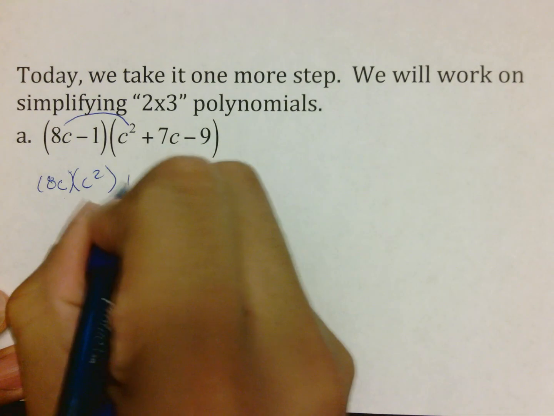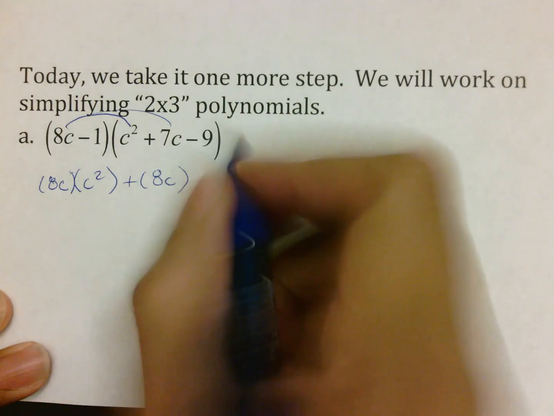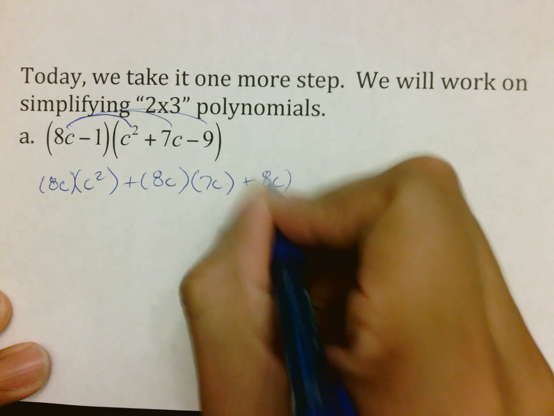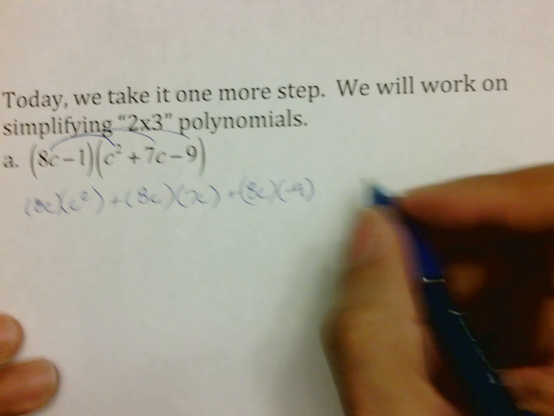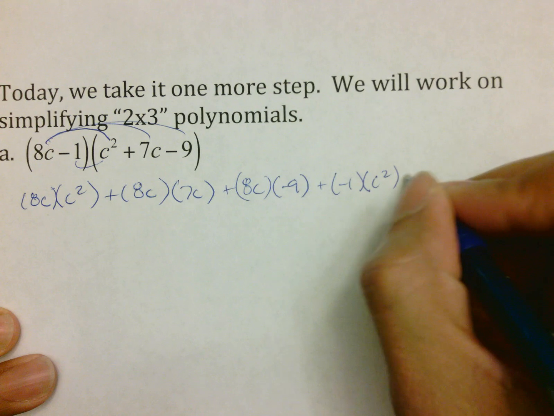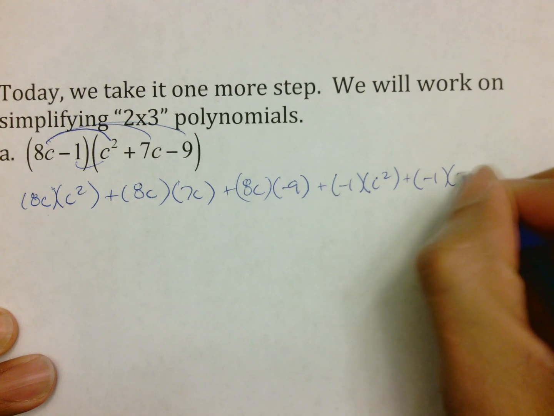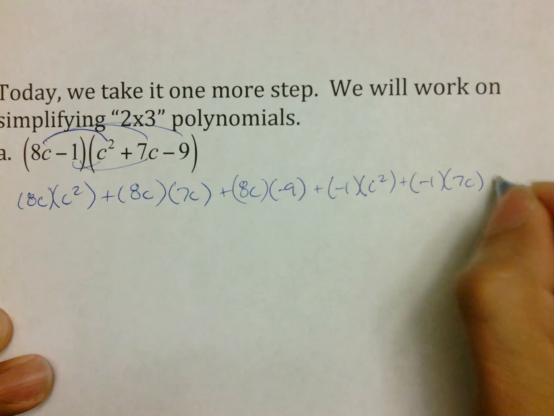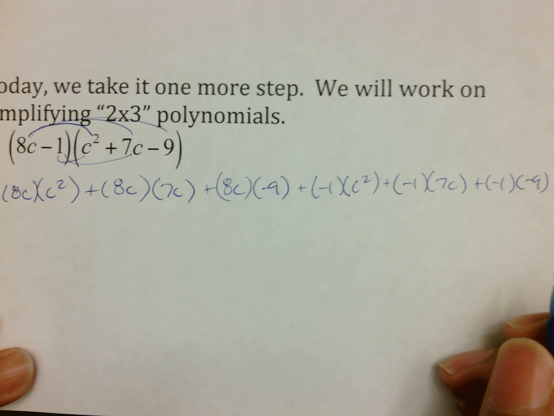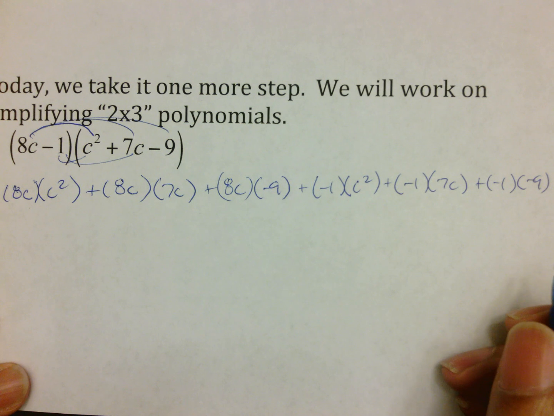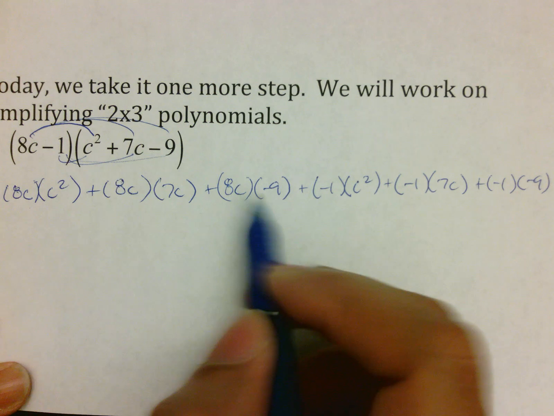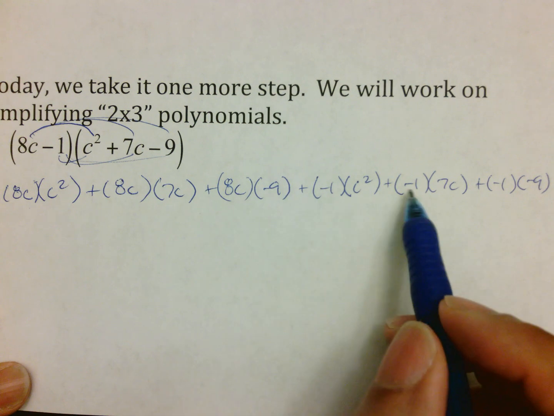So 8c meets c squared. 8c then meets 7c. 8c then meets negative 9. After that, negative 1 meets c squared. Negative 1 meets 7c. Negative 1 meets negative 9. So as you see, it can take up a lot of room showing the work, but at least that way you know you have all the information you're supposed to have. So 8c c squared, 8c 7c, 8c negative 9, negative 1c squared, negative 1 7.